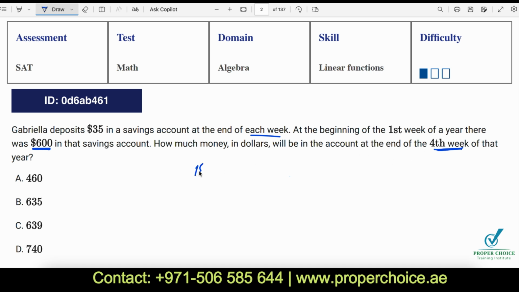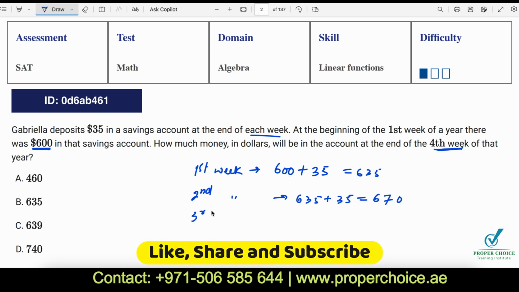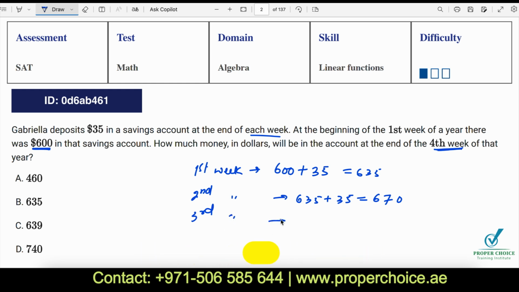After the end of the first week, how much amount will she have? 600, the initial amount, plus 35, which is gonna be 635. Similarly, after the end of the second week, 635 plus 35, which is equal to 670. After the end of the third week, 670 plus 35, which is gonna be 705. And after the end of the fourth week, 705 plus 35, which is equal to $740. So that makes sense with option D.